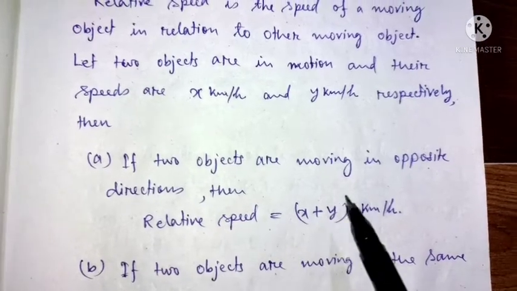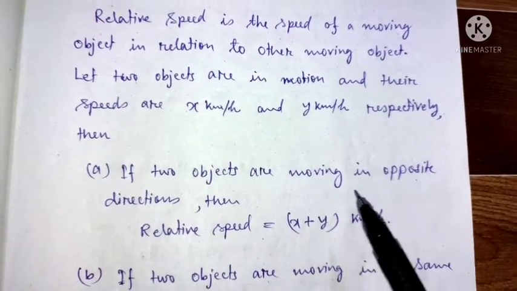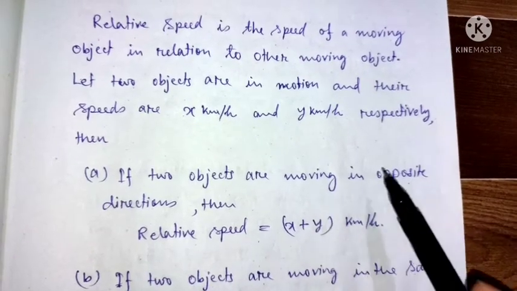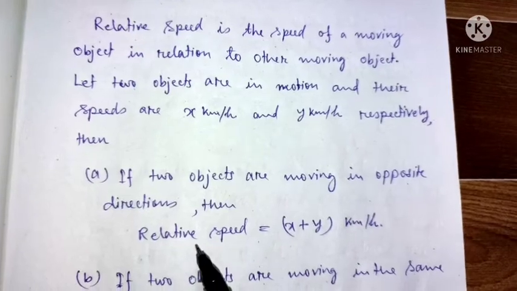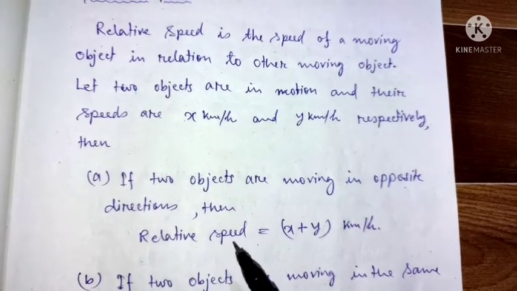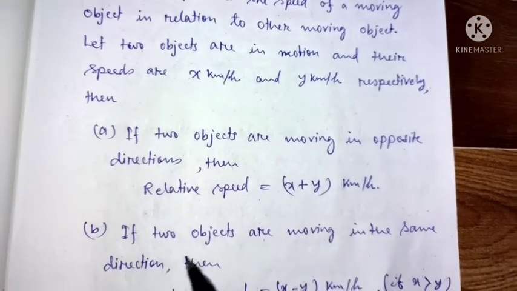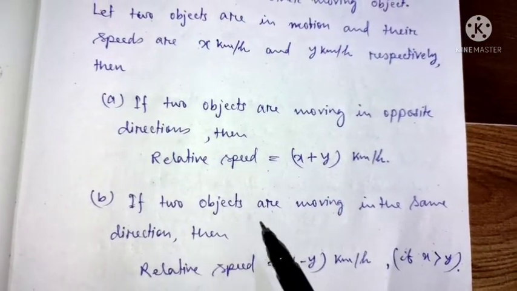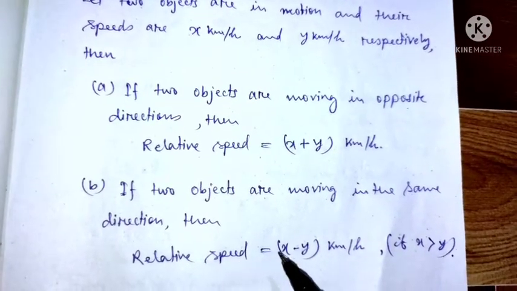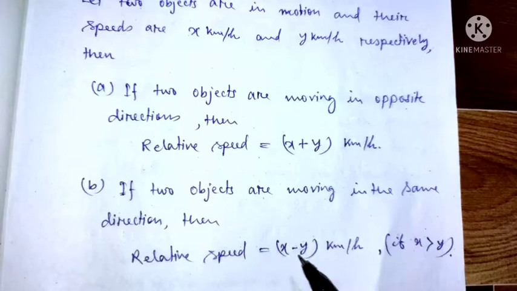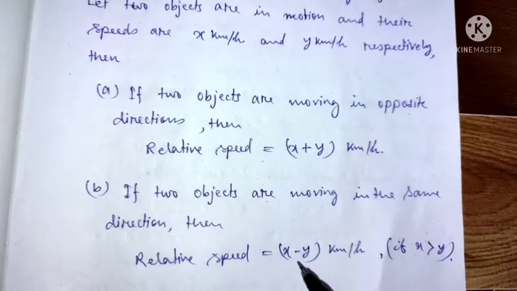If two objects are moving in opposite directions, मतलब एक दूसरे के अलग अलग, एक अगर साउथ में जाएगा तो दूसरा नॉर्थ में जाएगा, ऐसा ऑपोजिट, then their relative speed in comparison to each other is x plus y kilometer per hour. And then number 2 is here. If two objects are moving in the same direction, then their relative speed will be what? x minus y kilometer per hour. Here x will be greater than y.